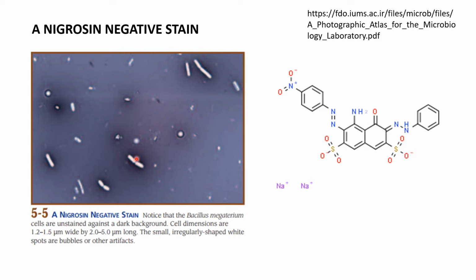bacteria. Okay, so therefore we could determine the arrangement as well as the morphology of this bacteria. So this is Bacillus megatherium. So nigrosin, it's dark, and take note, this is the structure of nigrosin, and there are functional groups with negative charge. That's why this dye is acidic.